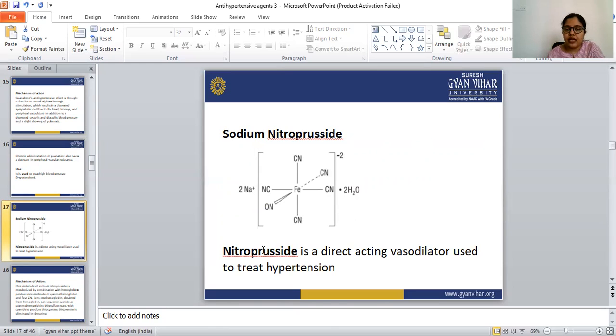This nitroprusside is a direct acting vasodilator used to treat hypertension. It is a vasodilator drug, and it is used to treat hypertension. Let's see the mechanism of action of sodium nitroprusside.